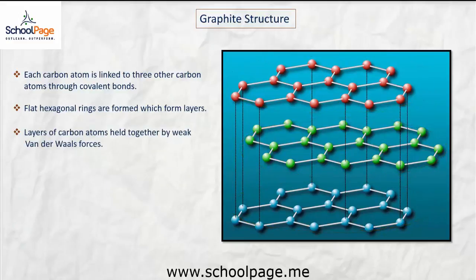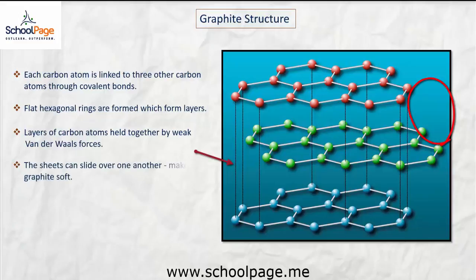You can observe from the picture that there are 3 layers of carbon atoms which are held together by weak van der Waals forces. These layers also form sheets which can slide over one another, and this property makes graphite soft.